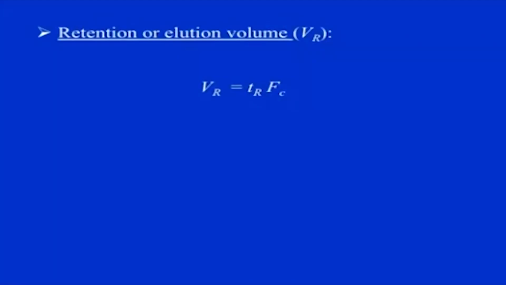So, again the retention volume or the elution volume is a characteristic feature under standard conditions, and both retention time and retention volume are related by the flow rate, that is, at what flow rate you are moving the mobile phase through the column. This relationship is given here: retention volume equals the retention time multiplied by the flow rate. So, if you know how much flow rate is there, you can calculate the retention volume.